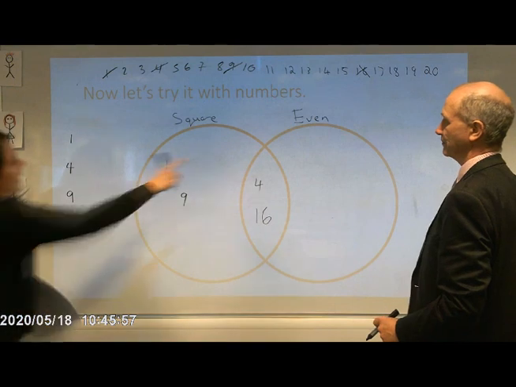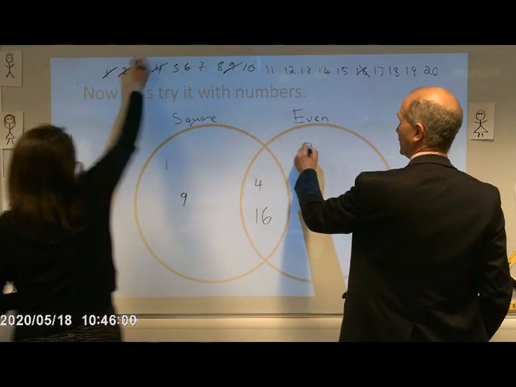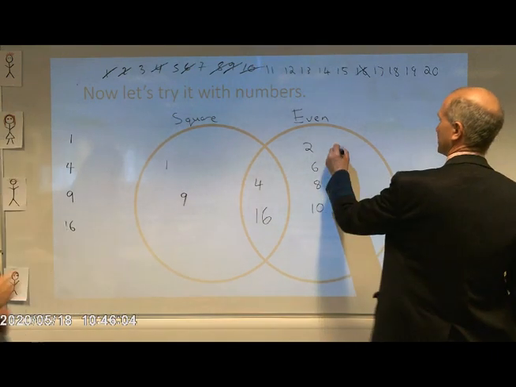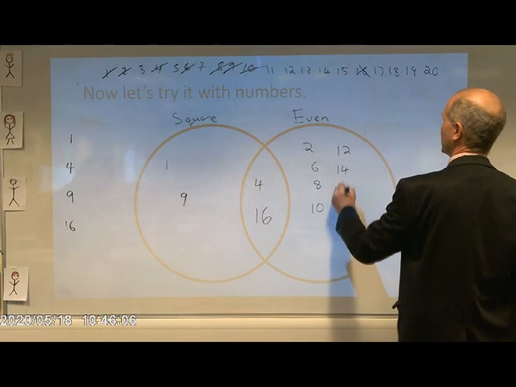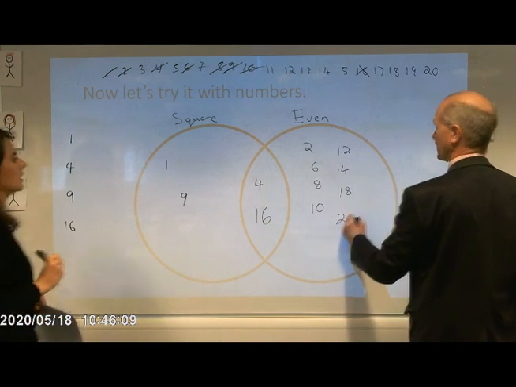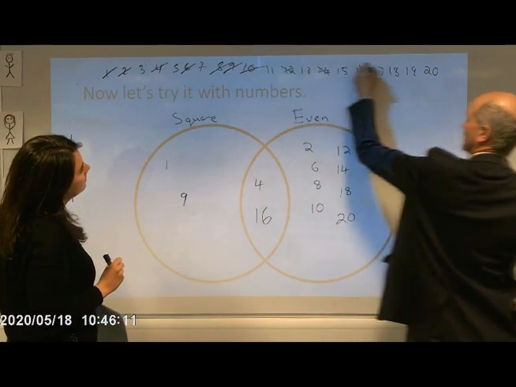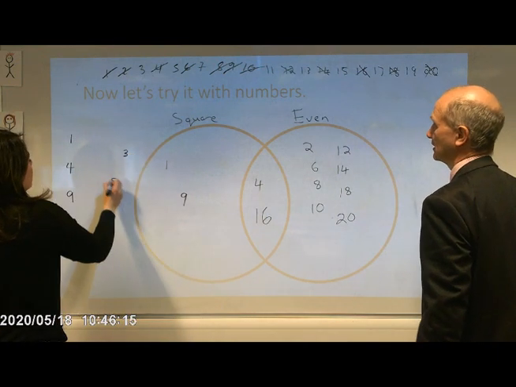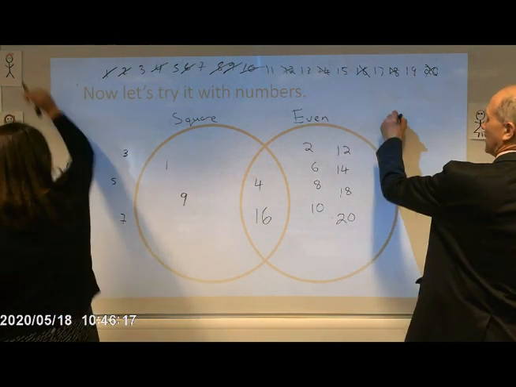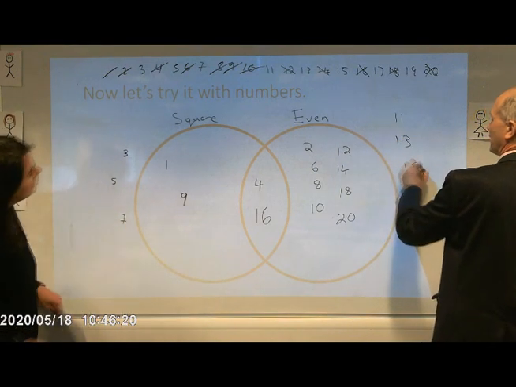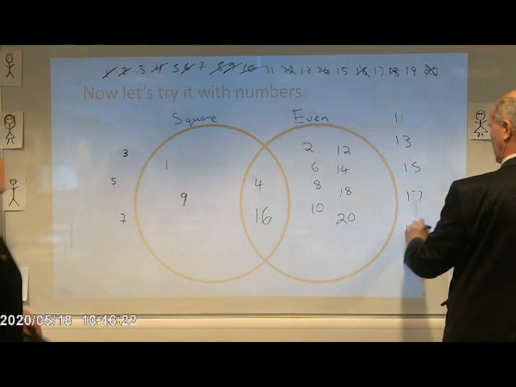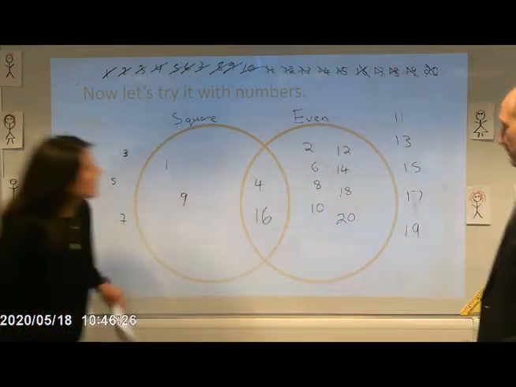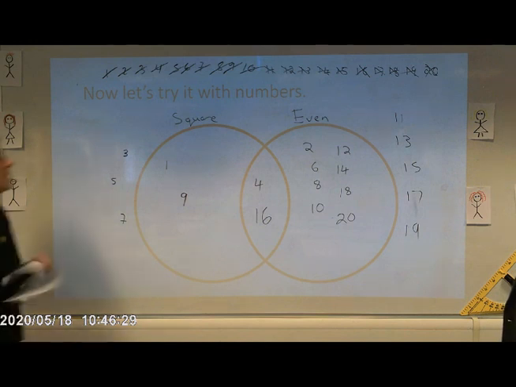Then we've got the rest of our even numbers that are going to go in here. So 2, 6, 8, 10, 12, 14, 18 and 20. And the last numbers go on the outside. So we've got 3, 5, 7, 11, 13, 15, 17 and 19. Make sure you cross them all out. Nothing's left, everything's done. And you're done. And that is your Venn diagrams, guys.